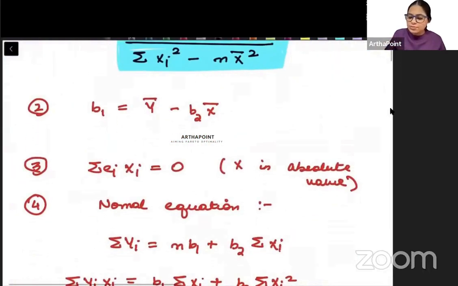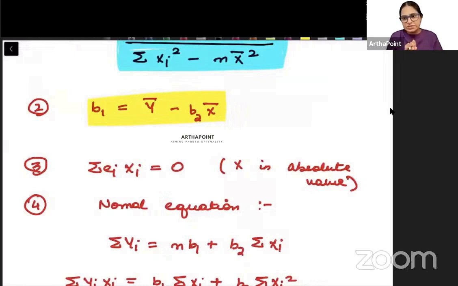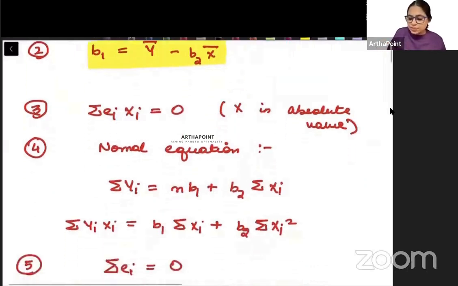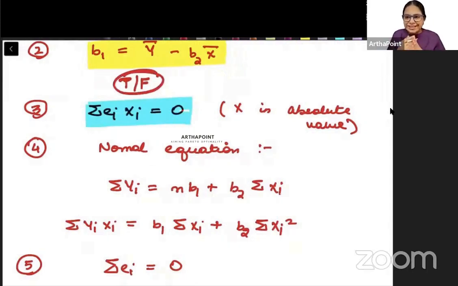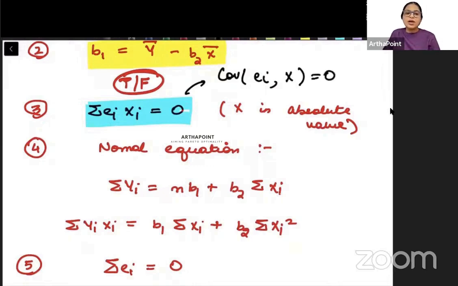Okay. Now let me go to the formula of B1. So B1 can be written as y bar minus B2 x bar. Now this is just something that can also be asked in true false, beta. So whenever we have the product of summation ei xi, x is in the absolute terms, then the summation of the product is 0. Okay? This also means that the covariance between ei and X will be 0. This also comes as a true-false statement.